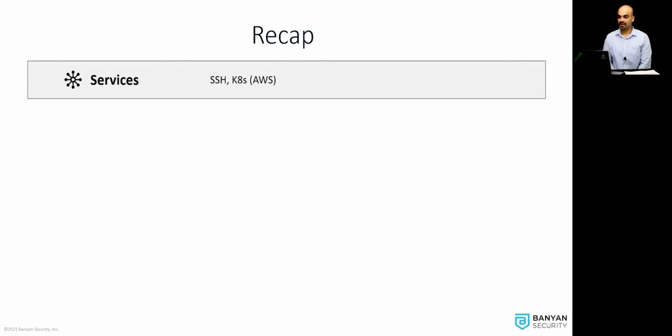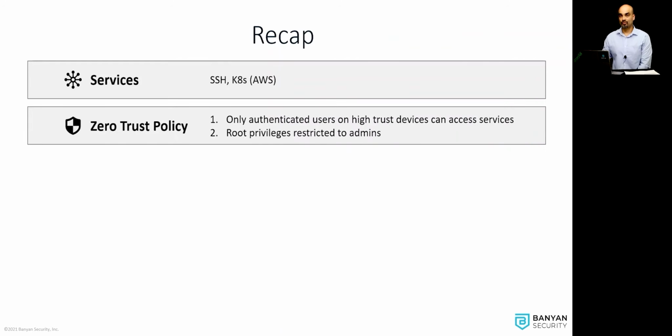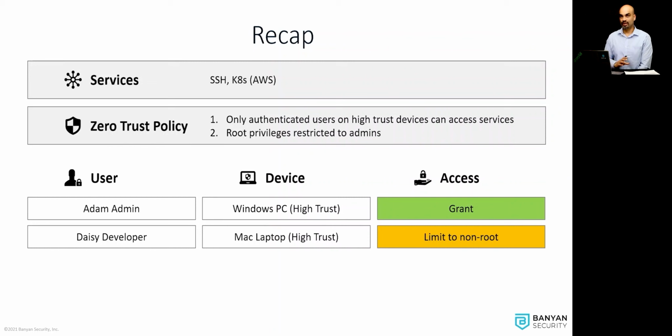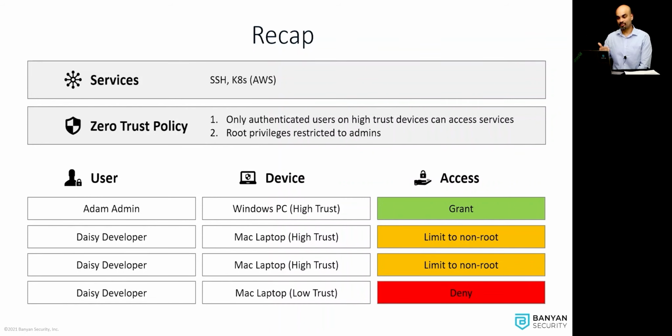So just a quick recap. In this demo, we focused on access to AWS resources. We enforced a couple of different types of zero trust policies around needing a certain level of device trust to access resources, as well as limiting root privileges only to administrators. We started with an admin user on a high trust Windows device. We switched to the developer experience, where we saw a Mac laptop with a high level of trust being allowed access to different servers and Kubernetes clusters, but limited to non-root. And then finally, we dropped the level of trust on the Mac laptop and we saw access being denied.